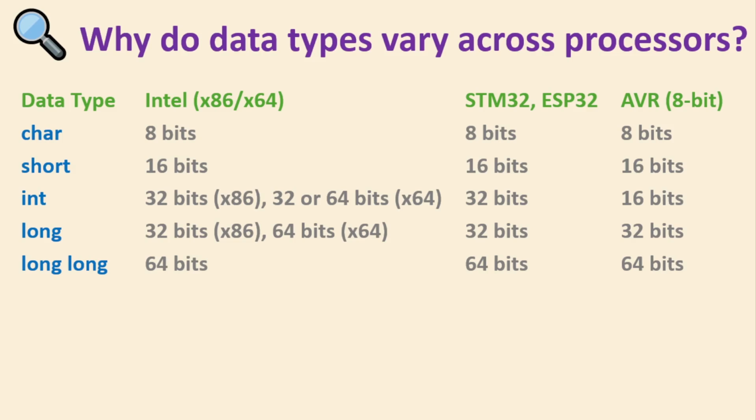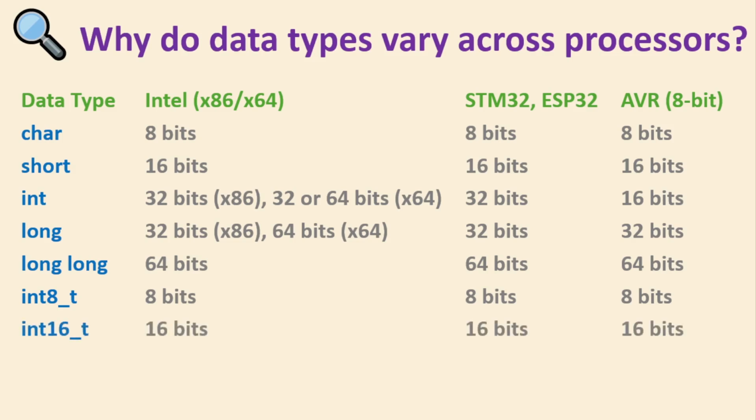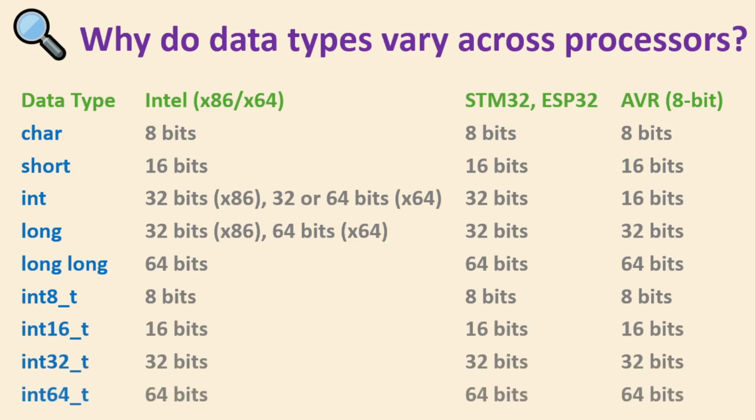But how can we ensure the memory size of data types remain uniform across all processors? The solution is simple. The C standard library provides the stdint.h header file, which defines integer data types as int8_t, int16_t, int32_t, and int64_t. These data types have the same memory size across all processors.